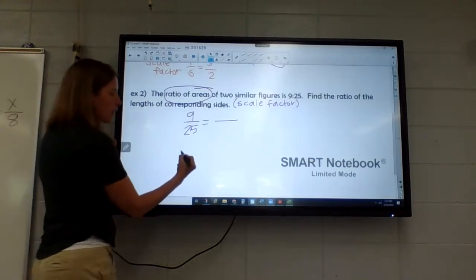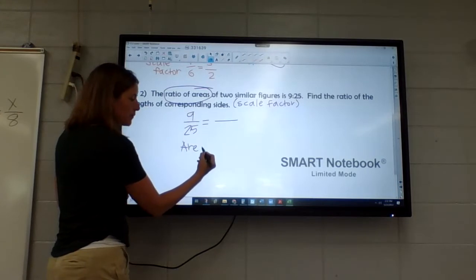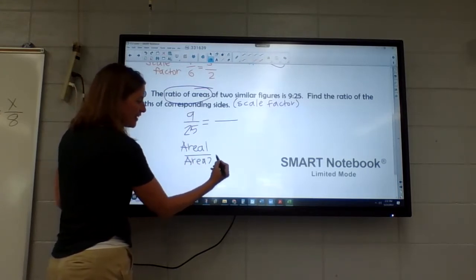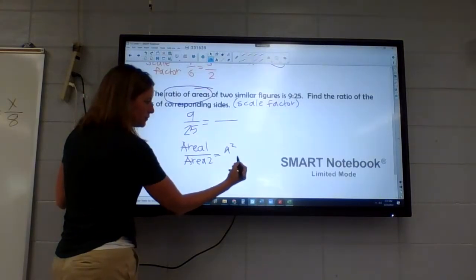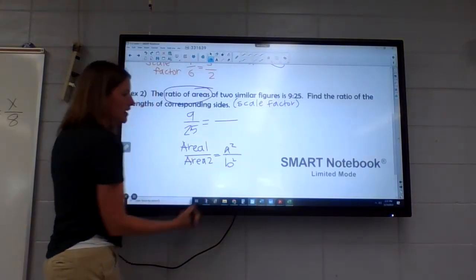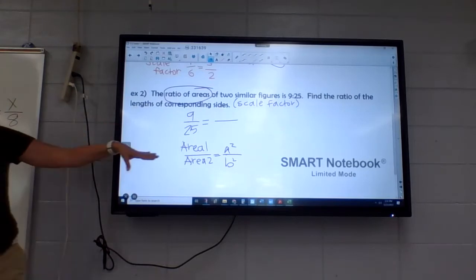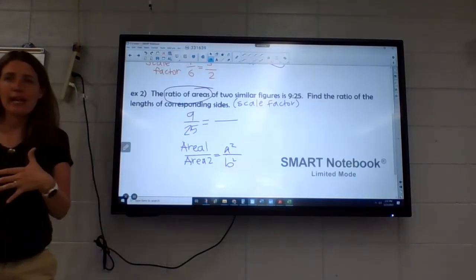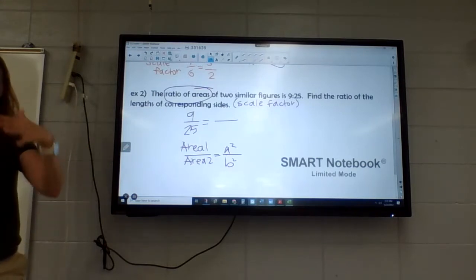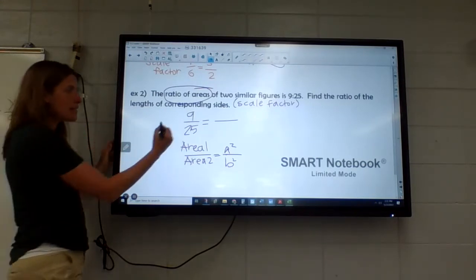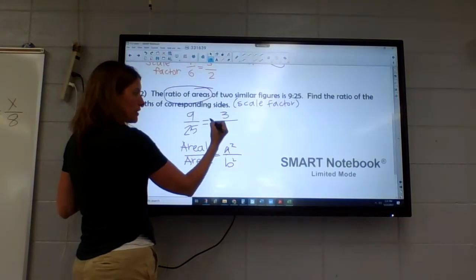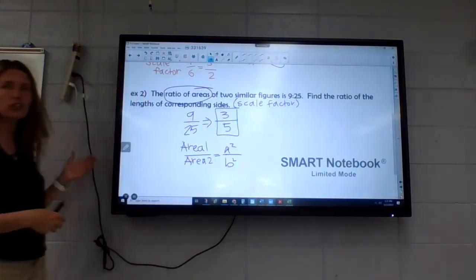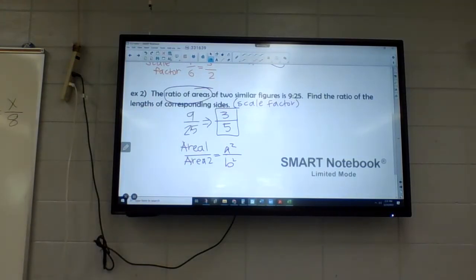unsquare it. So the ratio of the areas is equal to the scale factor squared. So if we want to figure out what the ratio of the sides is, we basically just take the square root of each of these. So it'd be 3 to 5 would be our scale factor.